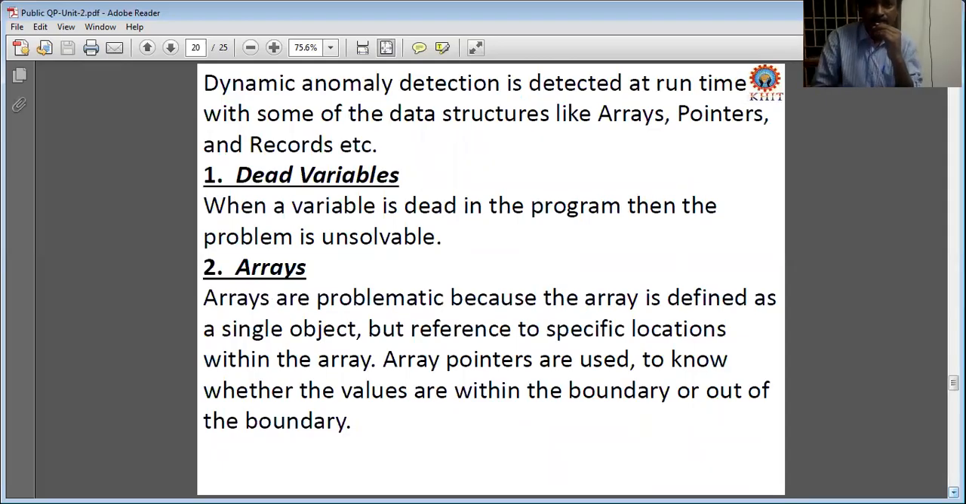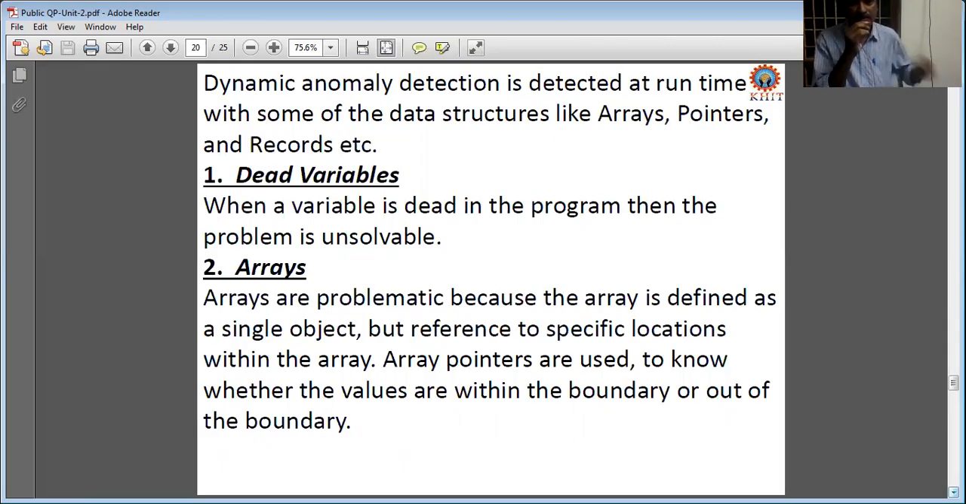Dynamic anomaly detection is done at runtime with some of the data structures like arrays, pointers, and records, etc. It consists of dead variables. When a variable is dead in the program, then the problem is unsolvable.